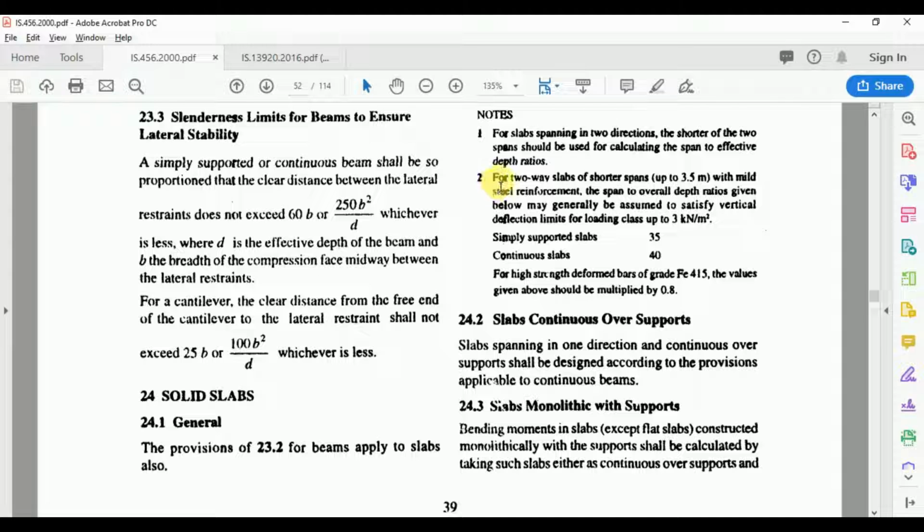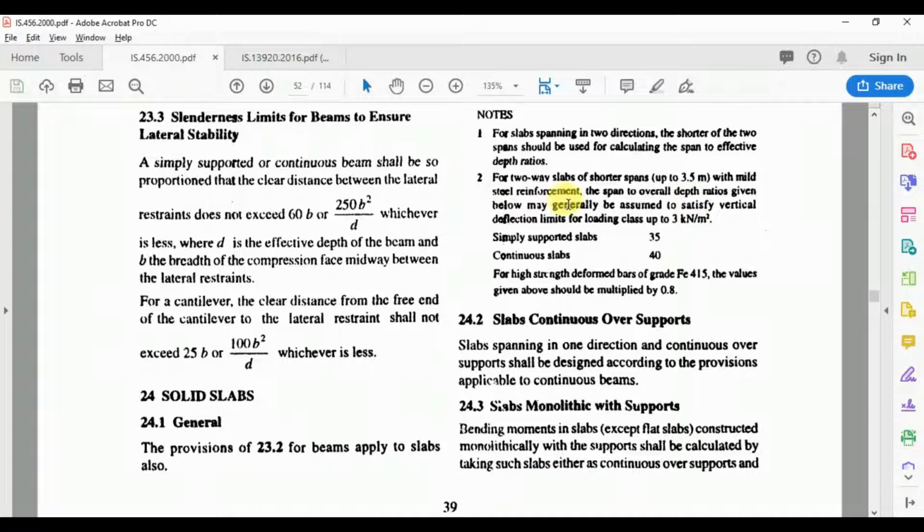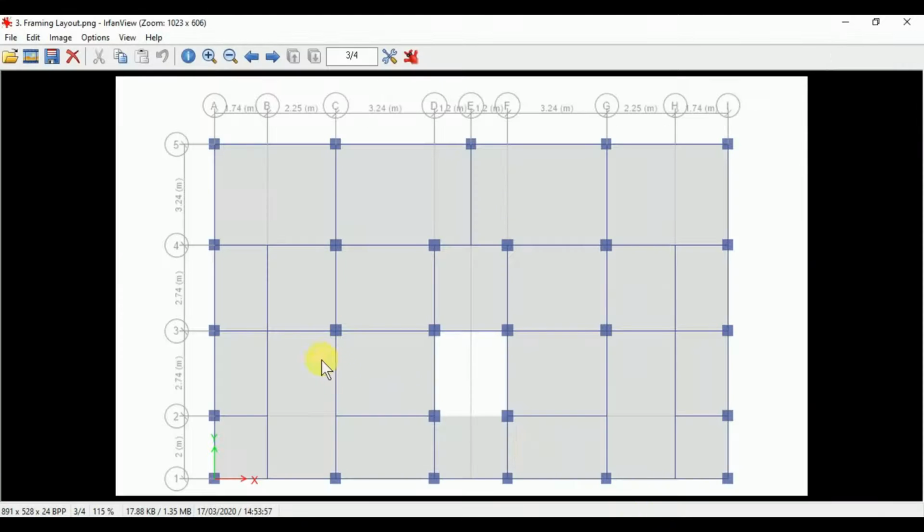The second note states that for two-way slabs, shorter span up to 3.5 meter, the mild steel reinforcement, the span to overall depth ratio given below has generally been assumed to satisfy the vertical deflection limits for loading class up to 3 kN per meter square. Which means here our model does not satisfy this condition, because as per IS 456 this is for mild steel reinforcement, whereas we will use HYSD steel bars for the slab reinforcements.